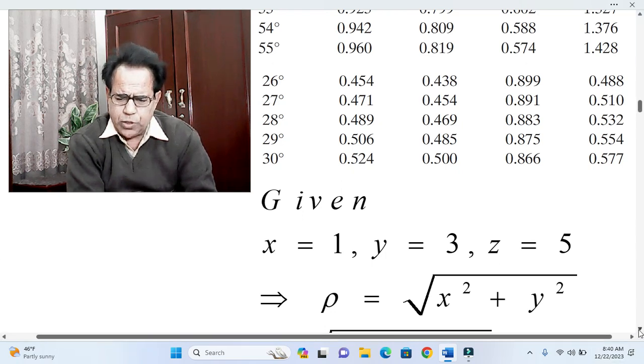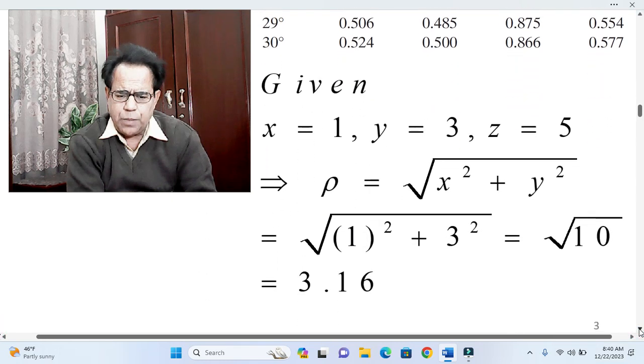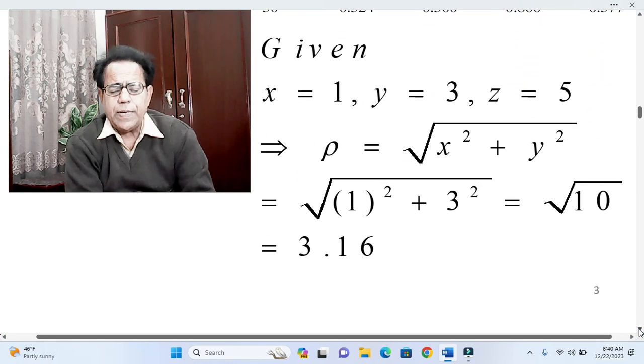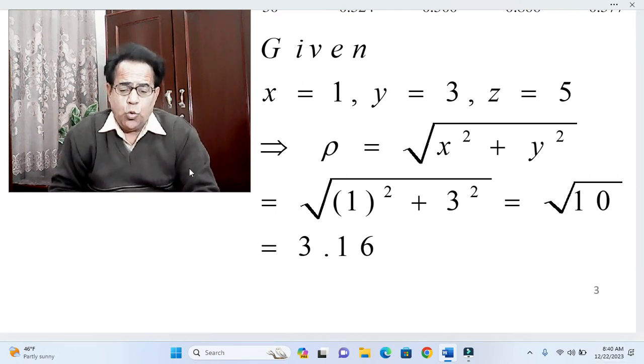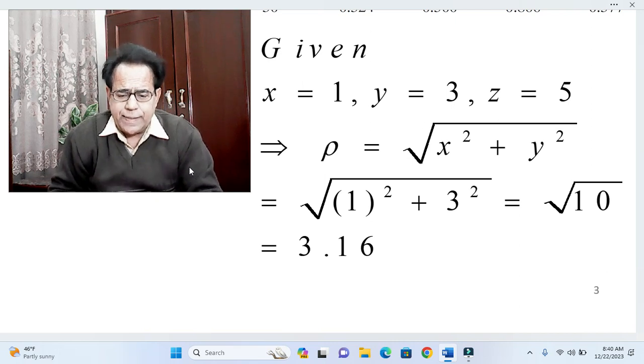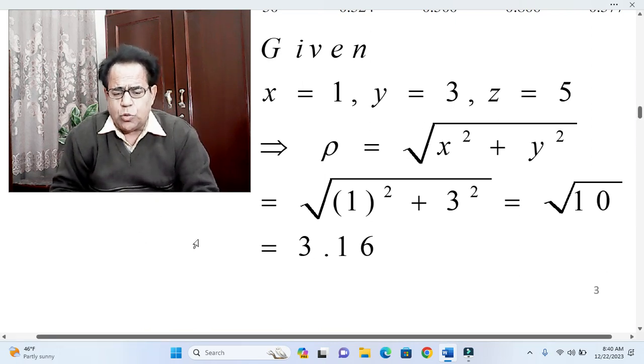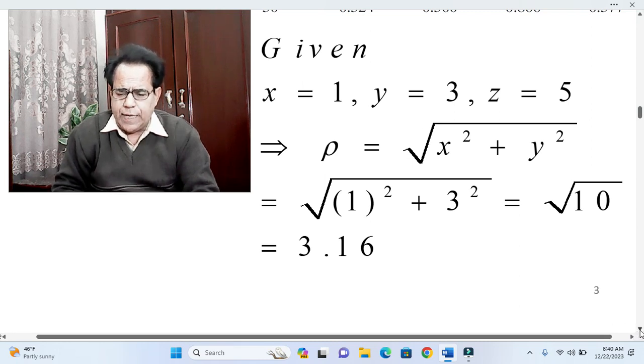Now we are going to start our solution in a formal, regular manner. Given x equal to 1, y equal to 3, z equal to 5, rho becomes equal to the square root of x square plus y square, and hence rho becomes equal to 3.16. Okay, the first quadrant has been found.